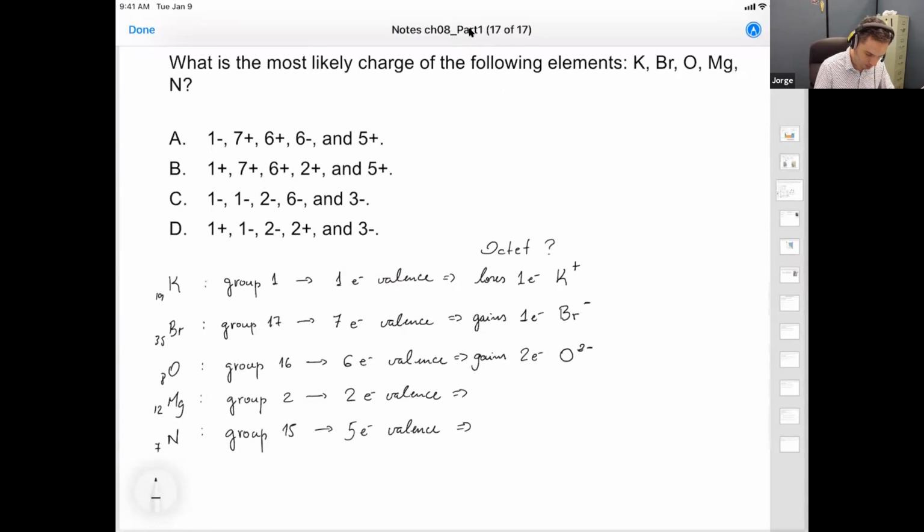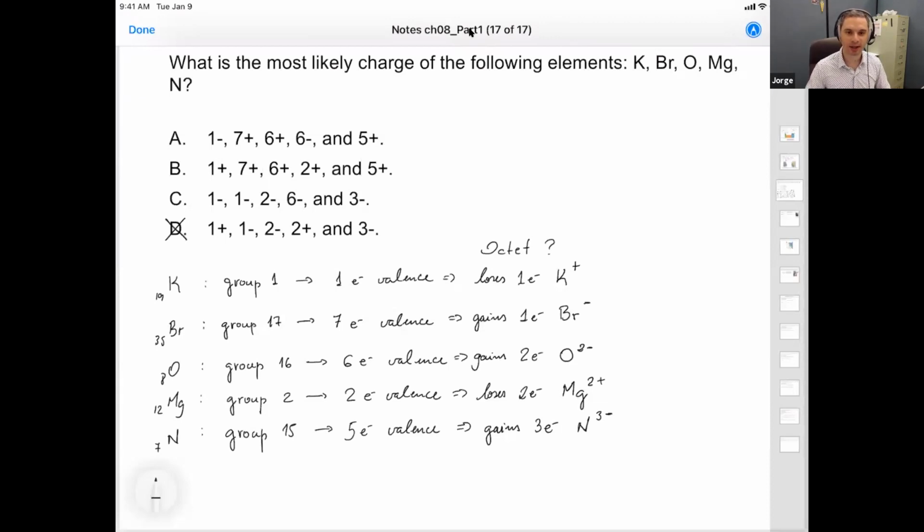Magnesium, 2 electrons in the valence. It's very easy to lose 2 electrons, therefore magnesium loses 2 electrons and becomes magnesium 2 plus. Plus because electrons were lost, 2 because 2 electrons were lost. And for the nitrogen, 5, to get to 8, we can gain 3 electrons, and that becomes nitrogen 3 minus. Therefore, the most likely charges for the elements to achieve stability are 1 plus, 1 minus, 2 minus, 2 plus, and 3 minus. Therefore, the correct answer is D.